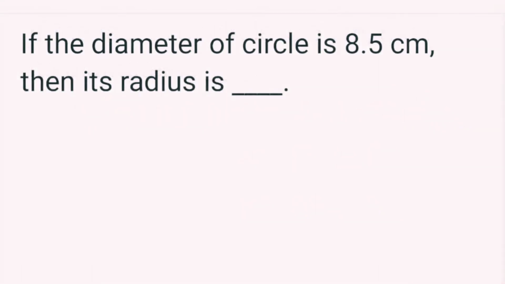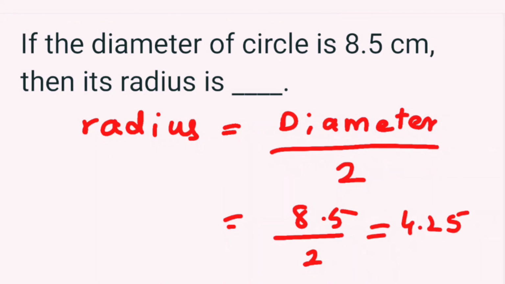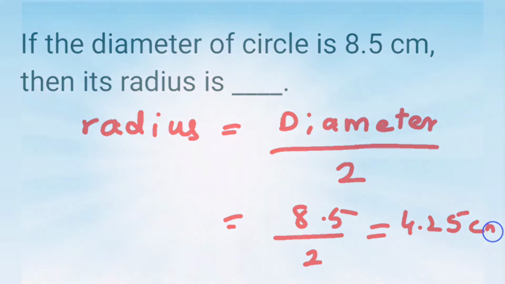Next question is, if the diameter of a circle is 8.5 cm, then its radius is dash. Radius is equal to diameter divided by 2. Diameter is 8.5. 8.5 divided by 2 is equal to 4.25 cm.